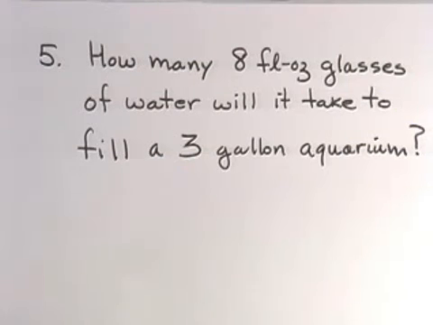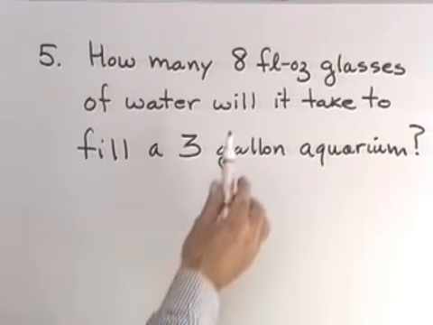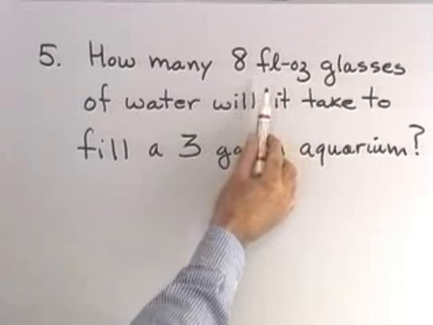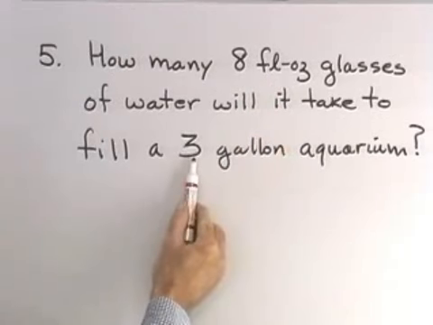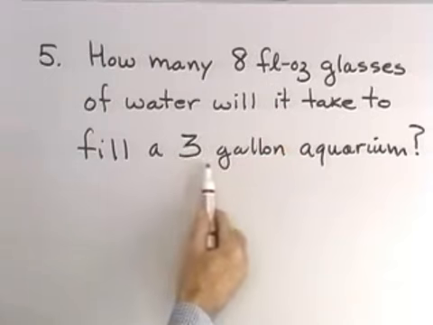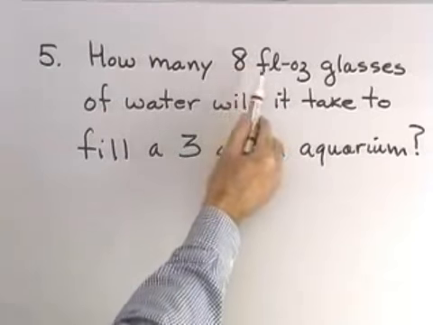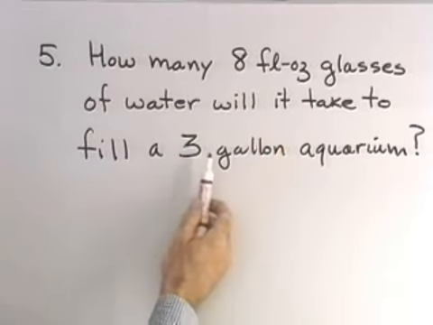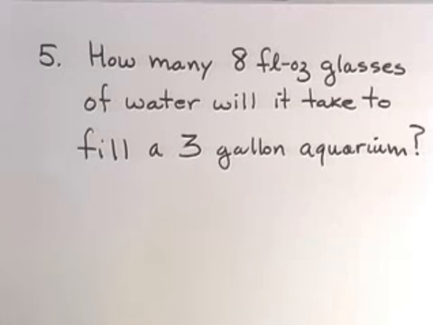How many 8 fluid ounce glasses of water will it take to fill a 3-gallon aquarium? So what I'm going to do here is find out the number of fluid ounces there are in 3 gallons, and then I'll take that total number of fluid ounces and divide by 8, and that will be the number of those glasses. So I need to convert from gallons into fluid ounces. Now, I can't go directly there, so let's see what we've got.